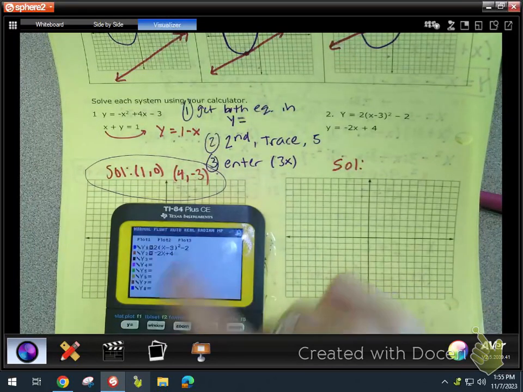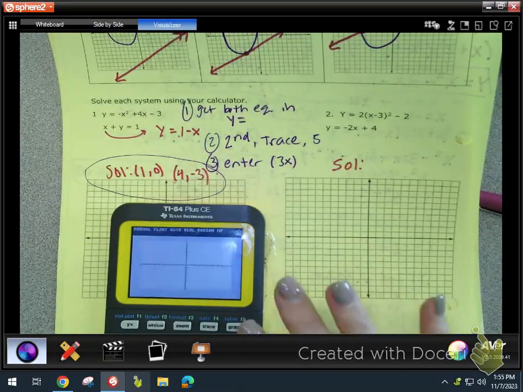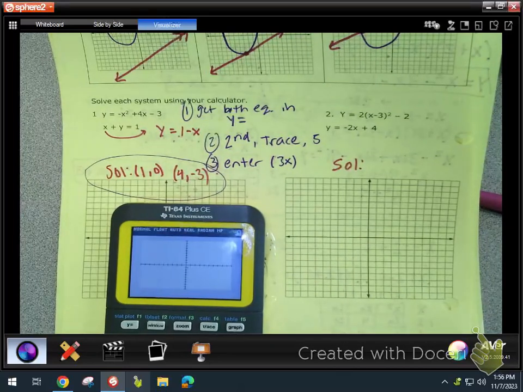Okay, so again, you can type these exactly as they're written, as long as they're in Y equals. You don't have to change forms or anything, as long as Y is by itself. I do like to always look at the graph and get an idea as to how many solutions I'm going to have. And again, your solutions don't have to be pretty numbers.